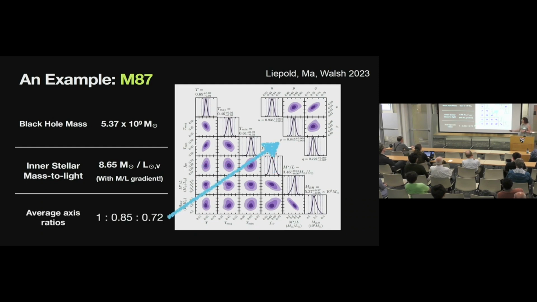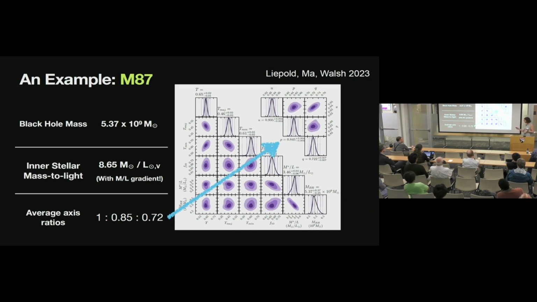We also find that the average axis ratios are like 1 to 0.85 to 0.72. So the stellar halo of M87 is a bit squashed in each of its principal axes. The three axis lengths of the ellipsoids that describe the potential and the density all have different lengths. This is, in fact, the first determination of the shape of the stellar halo of M87, which is something we're really excited about.